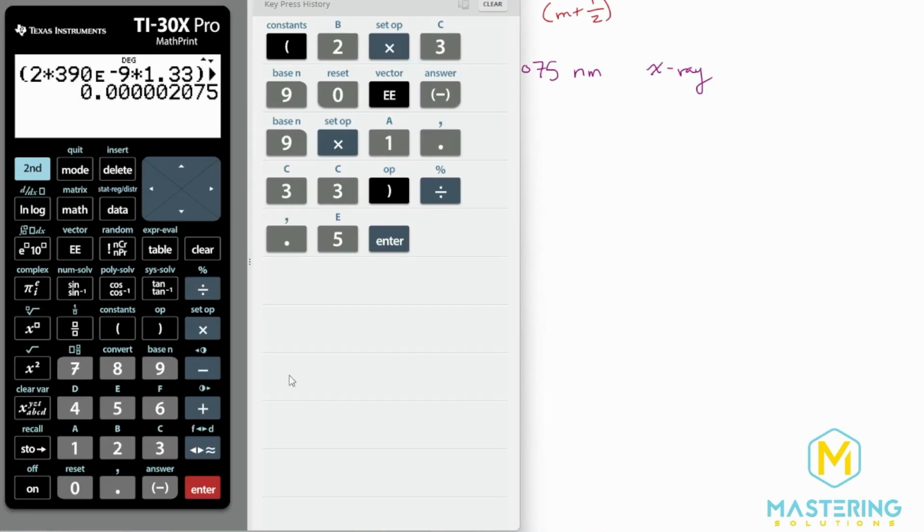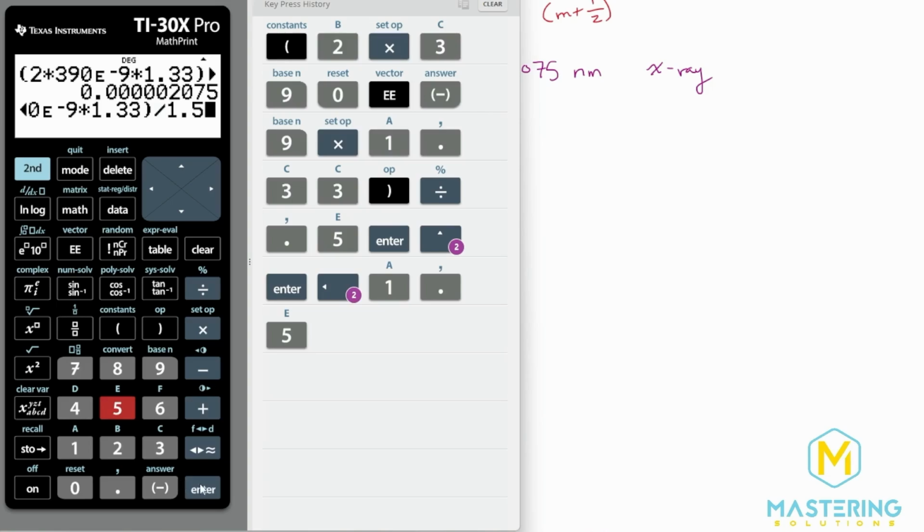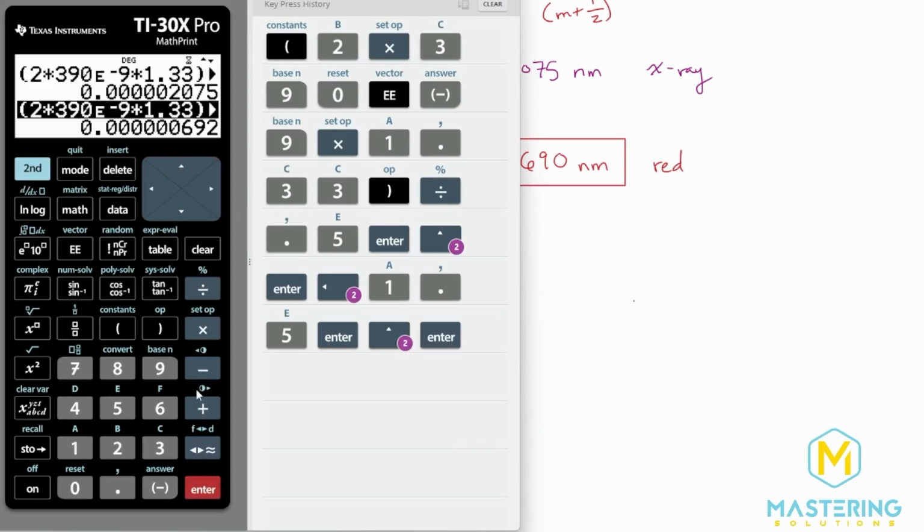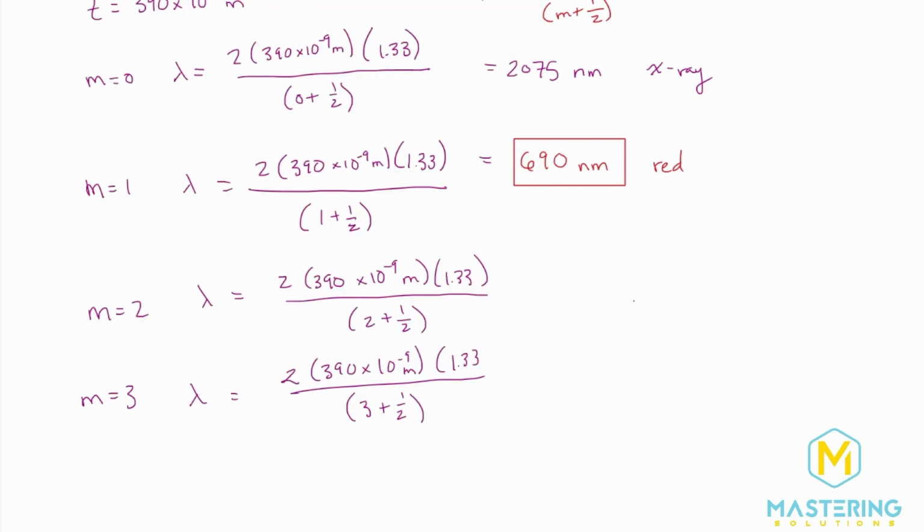Now if we go back and do m equals 1, we'll copy this forward, and the only thing that we're going to change is we're going to divide it by 1.5. So that gives us 692. We can round that to 690. What color is that going to be? That is, of course, in the visible spectrum, which is 400 to 700, and that's going to be a red.